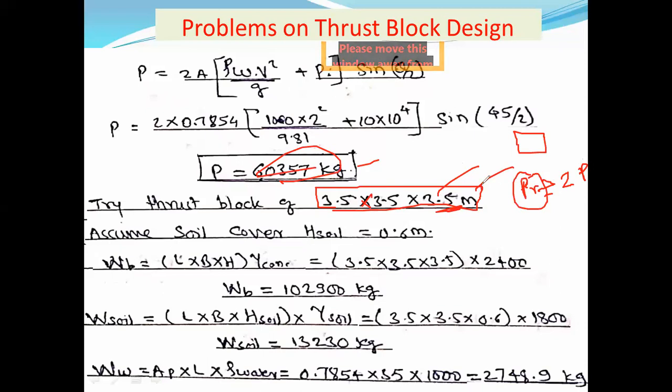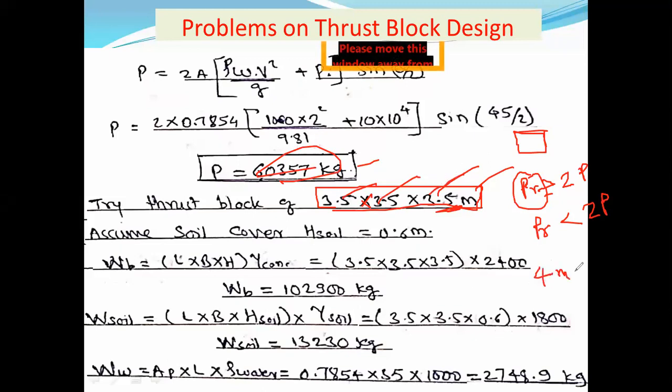then we will keep this dimension as it is. Otherwise, if this value of PR is coming less than twice P, then what we are going to do, we will increase these dimensions.